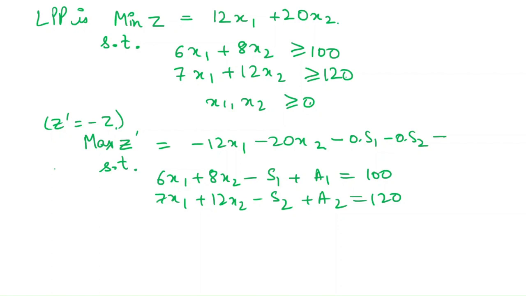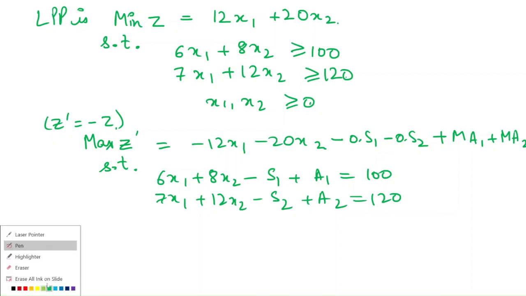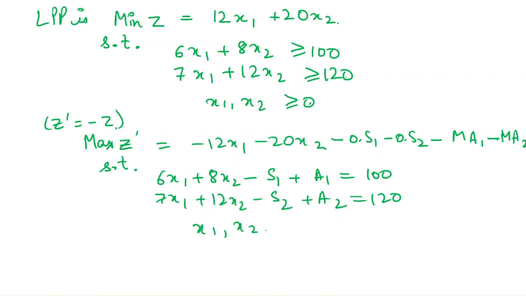Because I have converted into maximization, so now it would be plus MA1. We are talking about this would be MA1, sorry, that's the negative again, minus MA1 and minus MA2. So this is what we have got here. So now x1, x2, your S1, S2, A1, A2 are all greater than equal to 0.